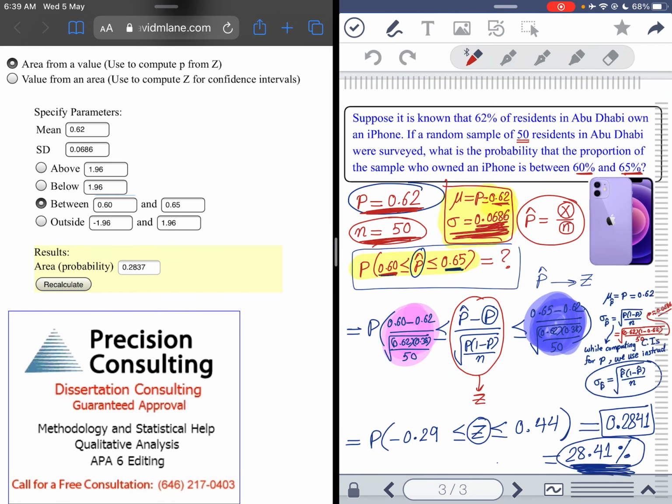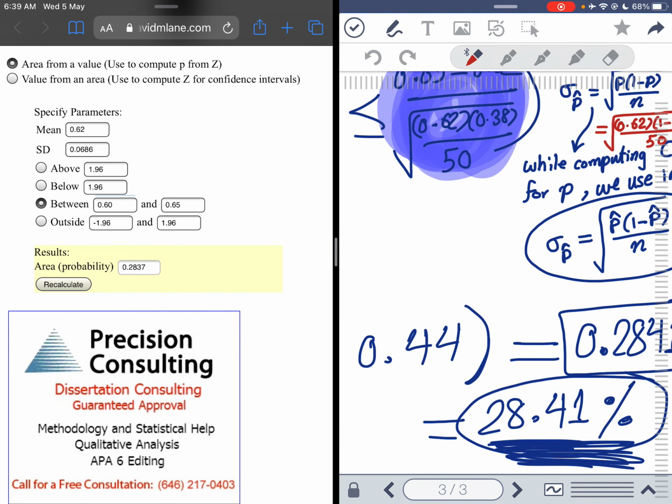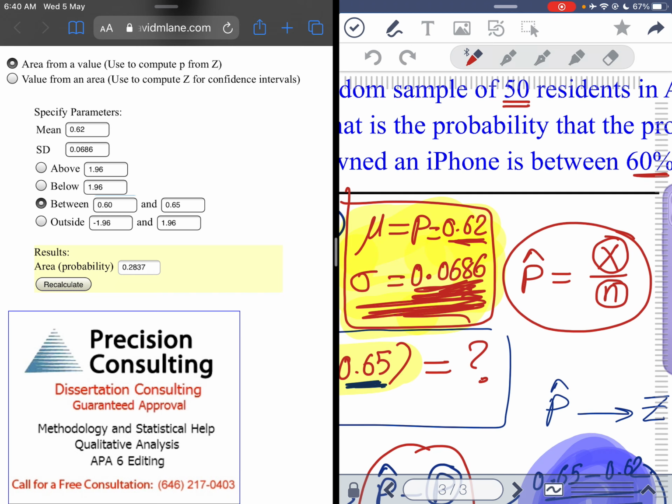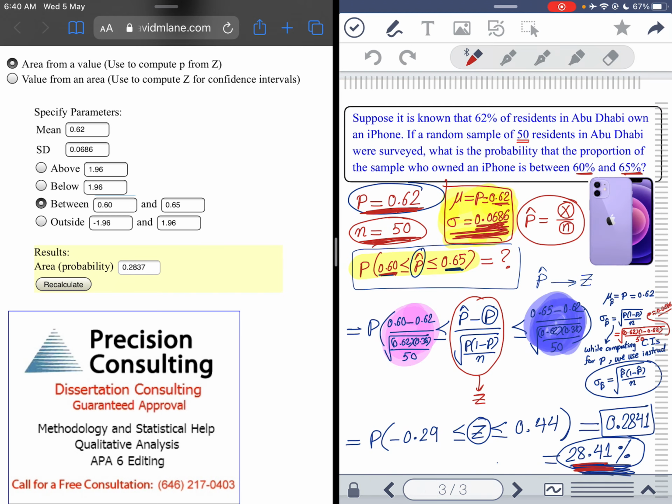See, what did we get? You remember our previous answer, 28.41? We got almost the same. And of course, because we just used some approximations, that's why the answer was a little bit off. But if you take it to 2 digits, it will be the same.